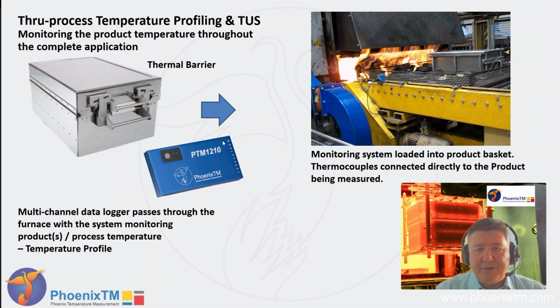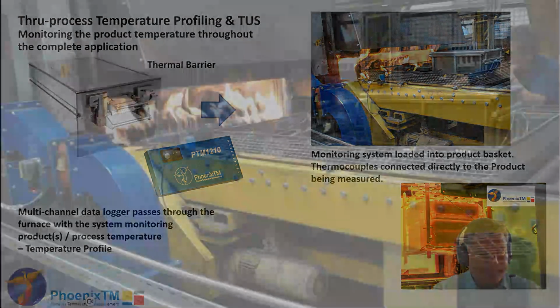So as I've described previously, the data logger goes inside the thermal barrier. It's loaded onto the product rack, because you can see here in the application photograph, the thermocouples are connected directly to different products, maybe different positions in the product basket. Or if you've got a convoluted product with different thermal masses, you may attach the thermocouples to different parts of that product to ensure that you're getting a true reading of the product itself.